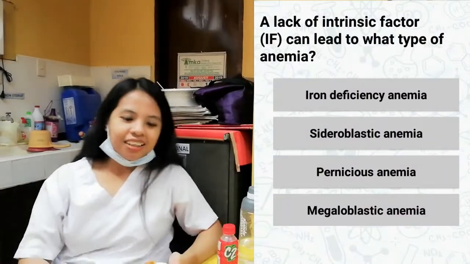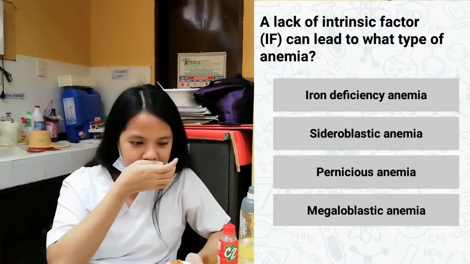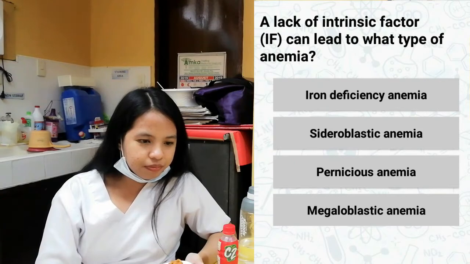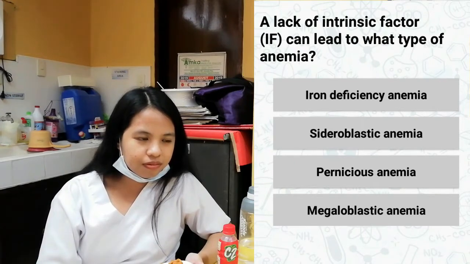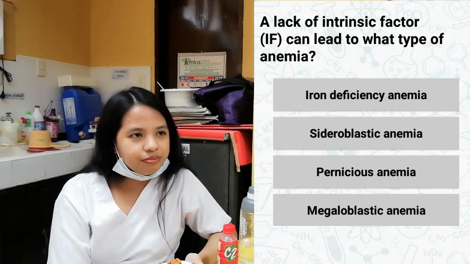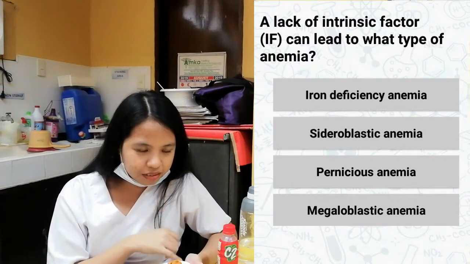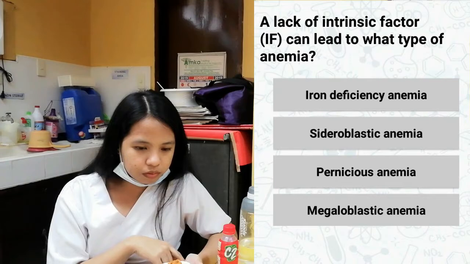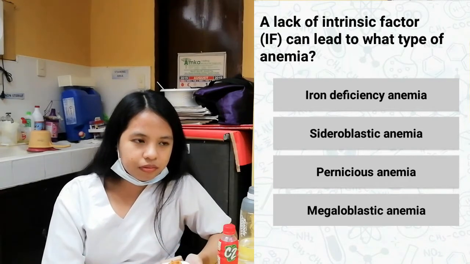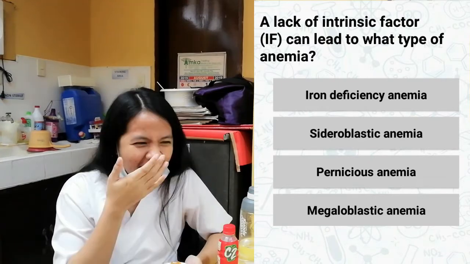Next question. A lack of intrinsic factor can lead to what type of anemia? Letter A, iron deficiency anemia. Letter B, sideroblastic anemia. Letter C, pernicious anemia. Letter D, megaloblastic anemia.